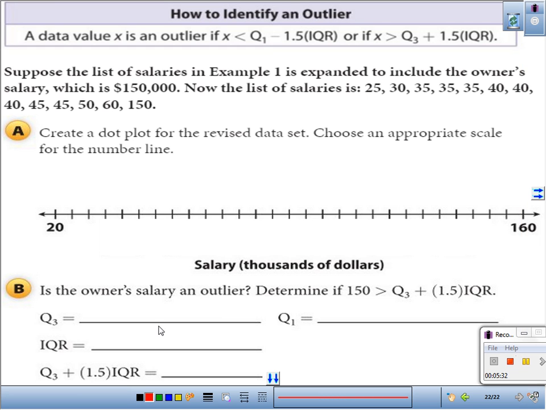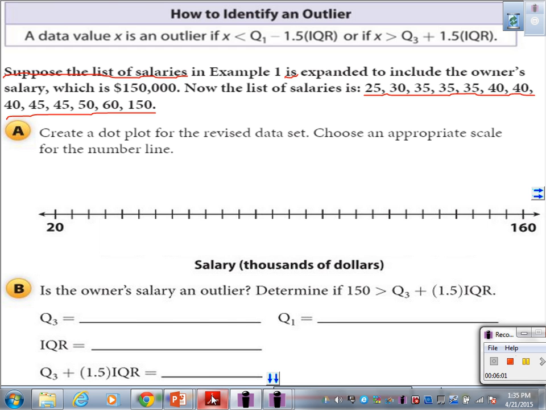Only copy what I underline. Suppose the list of salaries is, and then underneath that I want you to write this sequence of numbers: 25, 30, 35, 35, 35, 40, 40, 40, 45, 45, 50, 60, and 150. Copy that please on your paper.